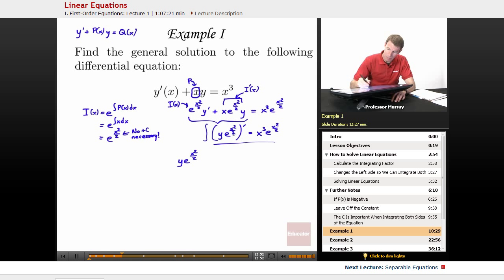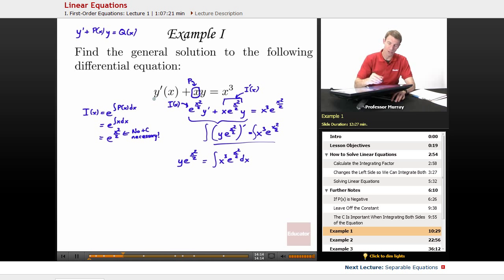That's, by integrating both sides, equal to the integral of x cubed e to the x squared over 2 dx. And so now I have to solve that integral on the right. I think I'm going to take another slide to do that because that's not the easiest integral in the world. So let me just recap what happened on this slide here.